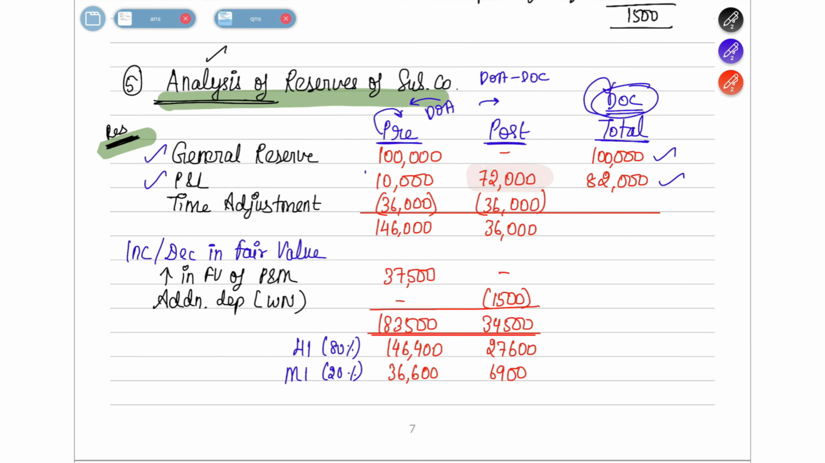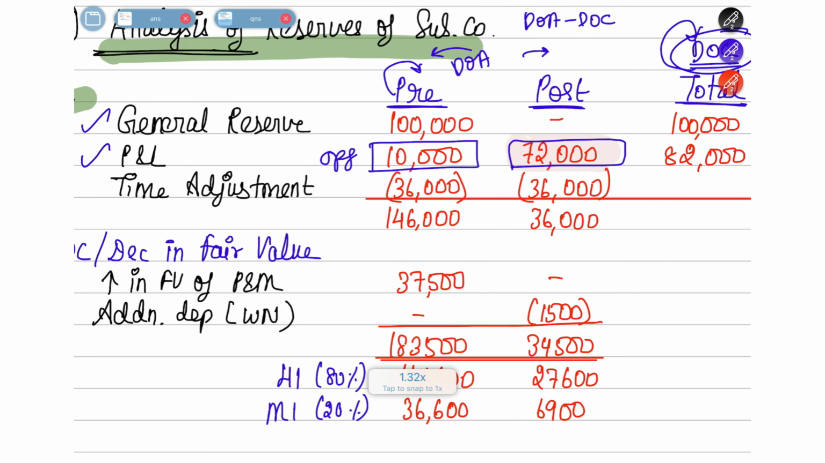Here they have told you that 10,000 of P&L account is already there as an opening balance, so it will come under the pre-period. The rest of the 72,000 is what you have to split between the pre and the post. So here you have made a time adjustment in the next line itself. 72,000 you are going to split in a 6:6 ratio, because 6 months is a pre-period and 6 months is a post-period. So 72,000 you are going to divide equally into pre and post. So 36,000 and 36,000 you will be putting in here.